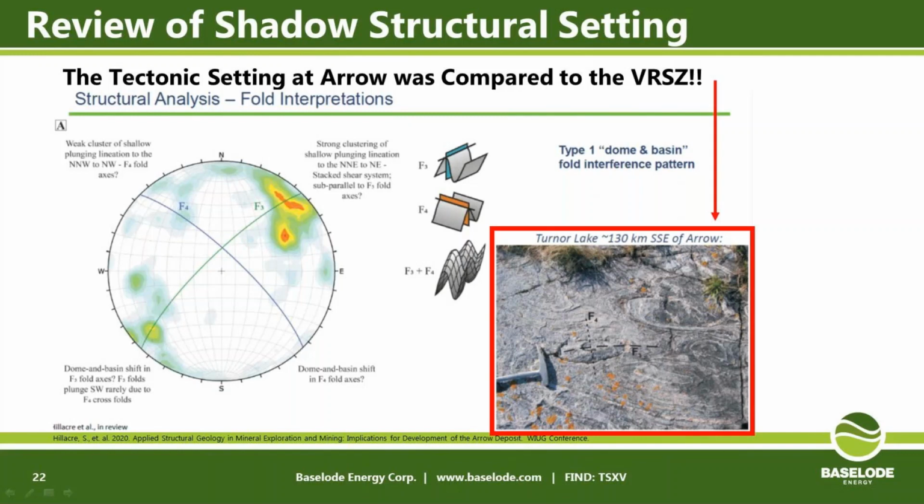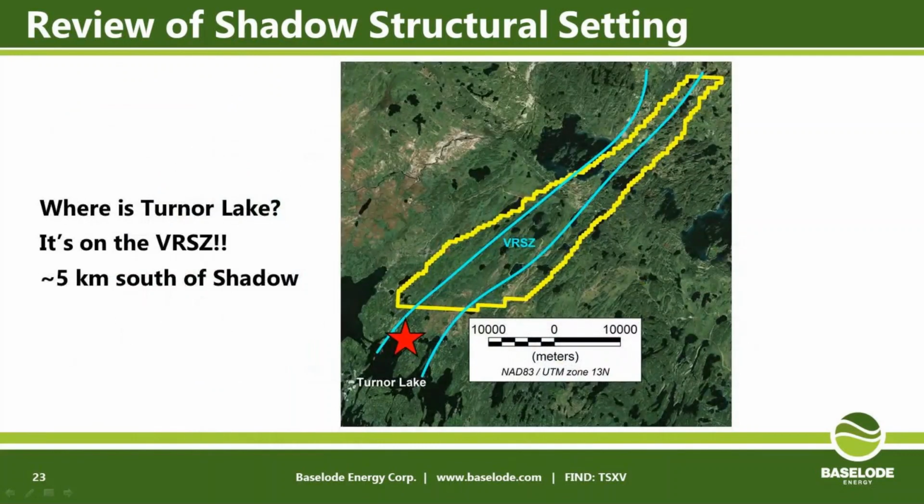I'm glad I caught this in this presentation, because here's the outcrop location at Turner Lake from the previous slide, indicated here at the red star. It's on the Virgin River shear zone, within 5 kilometers of Shadow. So basically, NextGen has just compared the Arrow corridor to the Virgin River shear zone. How good is that? We've got one of the most successful uranium juniors in the Athabasca Basin comparing their structural setting for their Arrow deposit to what we have on the Shadow property within the Virgin River shear zone.